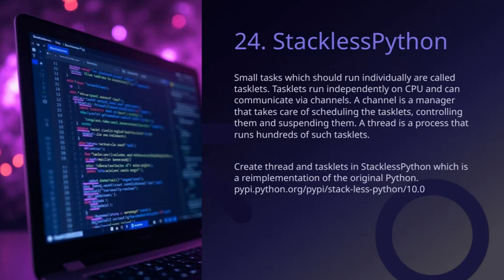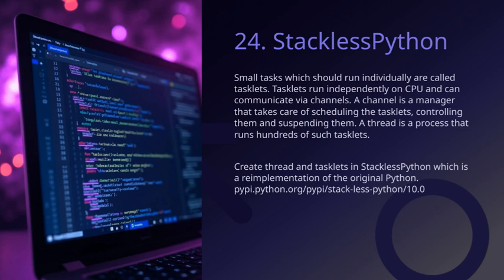Let's talk about creating threads and tasklets in stackless Python, which is a re-implementation of the original Python. You can find it at pypy.org/pypy/stacklesspython/10.0. If you're familiar with traditional Python, you'll notice that stackless Python introduces a different way to handle concurrency. Small tasks that are meant to run independently are called tasklets. These tasklets are lightweight, and they run on the CPU independently, allowing for efficient multitasking.